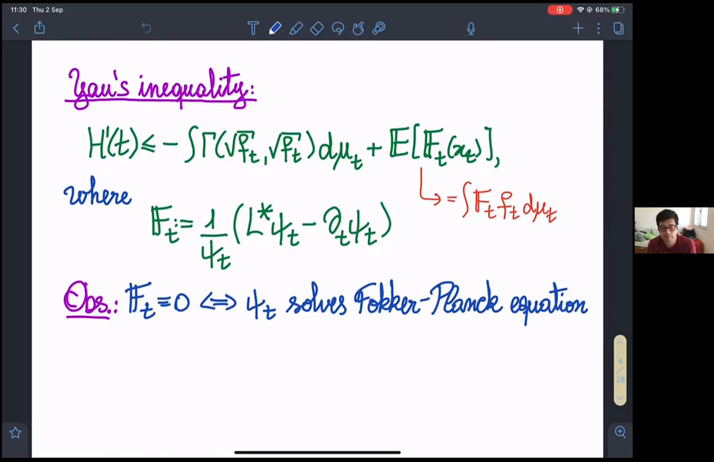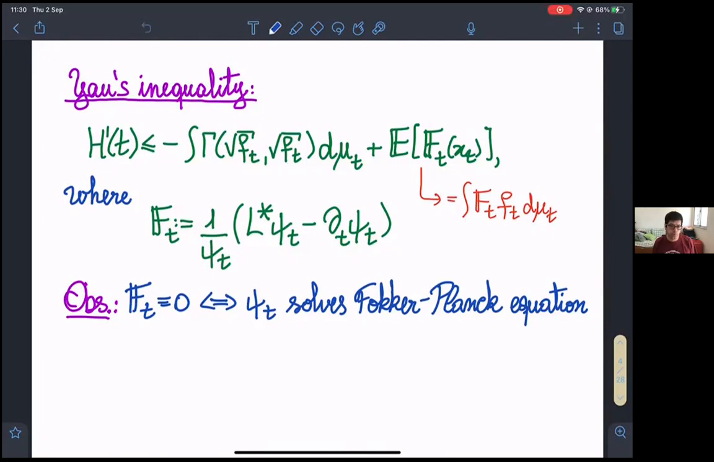So, and a nice observation is that this function f of t is 0 if and only if the function psi of t solves the Fokker-Planck equation. This is clear because actually what is written inside the brackets, inside the braces here, is exactly the Fokker-Planck equation for psi of t. Okay, so if psi of t is actually the law of the Markov chain started at some initial condition, this is equal to 0.